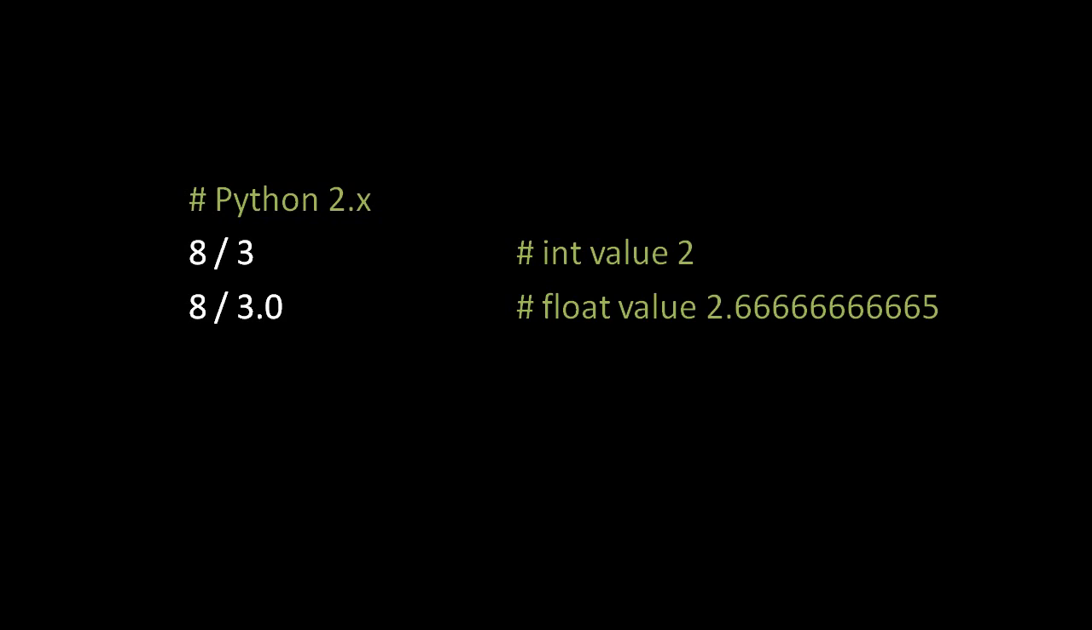So, for example, if you write 8 divided by 3.0, well, 3.0 is a float, so the answer we get back is going to be a float, and it's going to be correct. It's going to be the float value 2.66666.